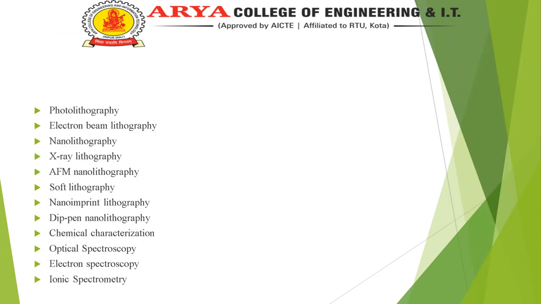So that was photolithography, which we discussed. Now there are a lot of lithography processes available. We will discuss these in the next chapter or next lecture: electron beam lithography, nanolithography, X-ray lithography, soft lithography, and nanoimprint lithography. We will discuss all these lithography techniques and how they are measured. We will also discuss spectroscopy: optical spectroscopy, electron spectroscopy, and ionic spectrometry.